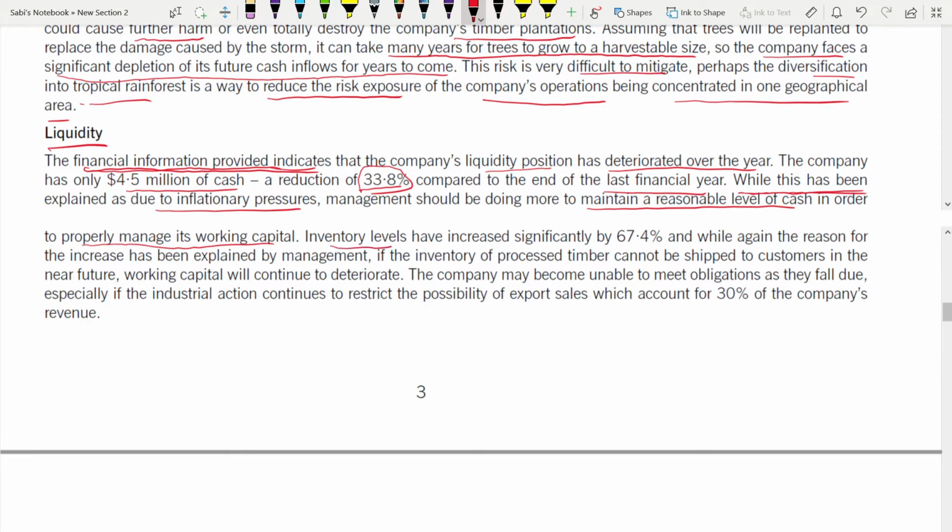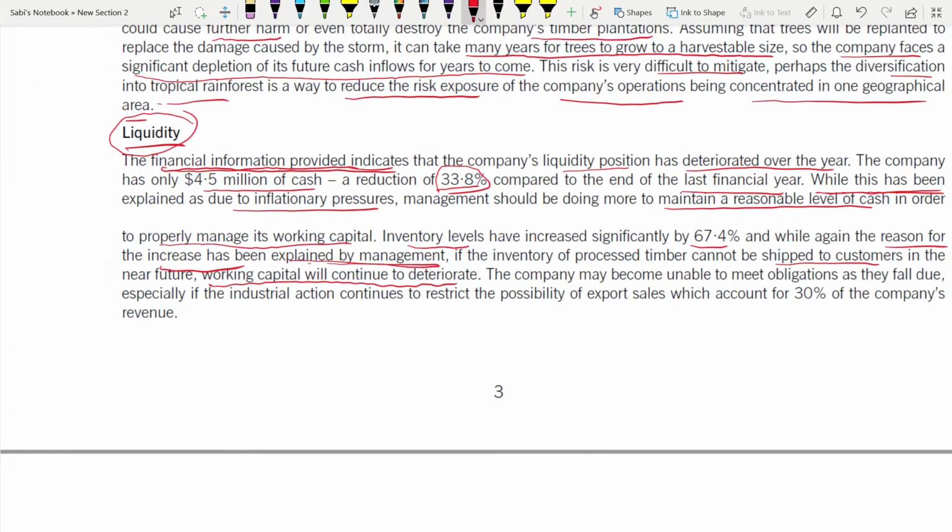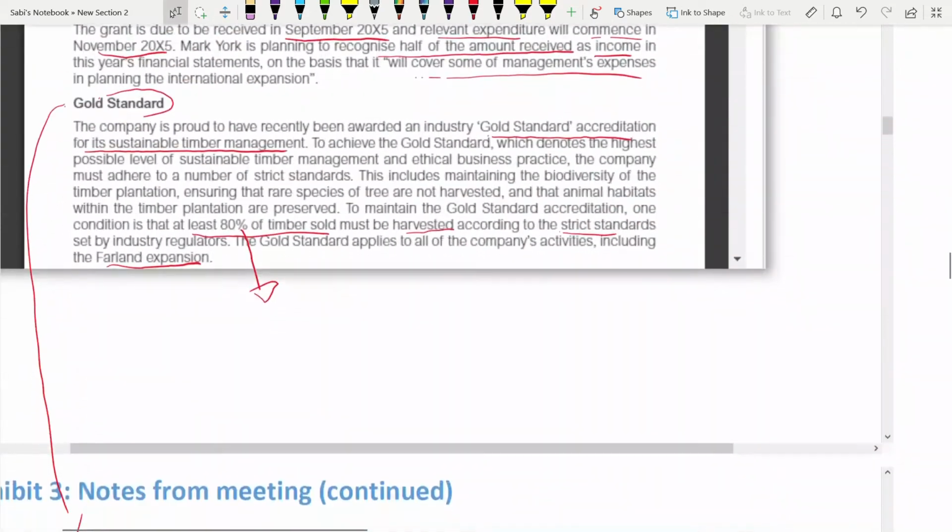Inventory levels. Now you're talking about inventory levels, because when you're talking about liquidity, you have to talk about all this: cash, inventory level. Okay, this has increased by 67.4%. They didn't show the increase, but in the same way you have to calculate it as you did for cash. And again the reason for the increase has been explained by the management. So if the reason has been explained clearly, you also write in your answer that the reason has been explained by the management. So if the inventory of the processed timber cannot be shipped to customers in the near future, working capital will continue to deteriorate, because they told why that inventory increased.